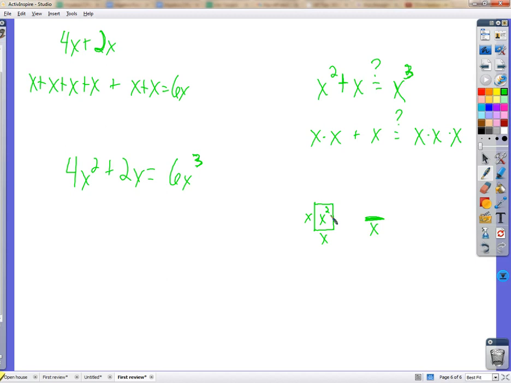I can put these together, right? This is 6x. How about, what if I put a 2 there? Can I put those together now? What is it? 6?